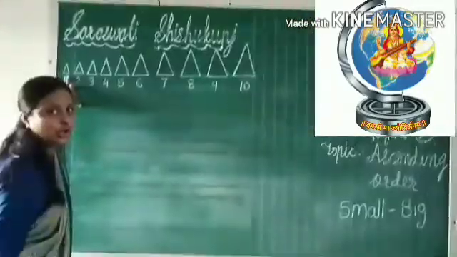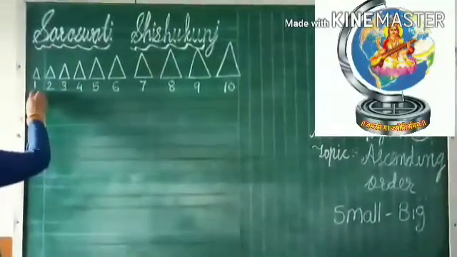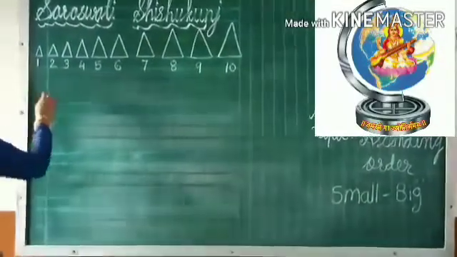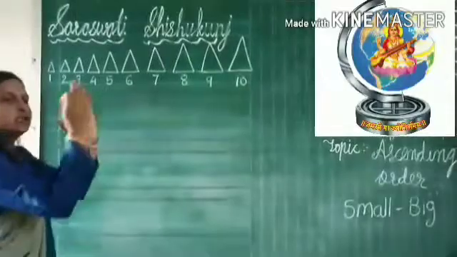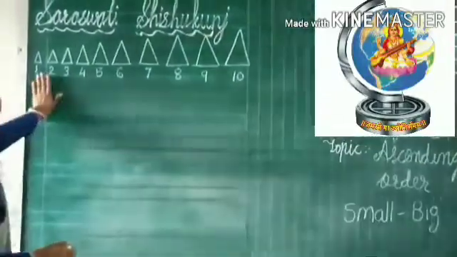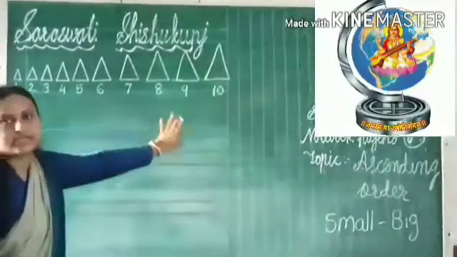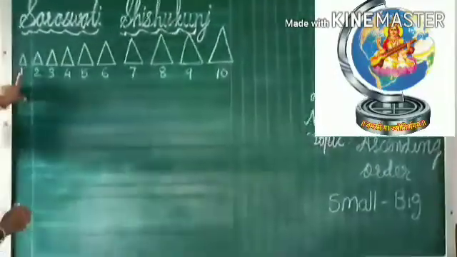Look here. Do you know? Yes, triangle. Look here. This is number 1. So ascending order means small to big, right? Small to big. I drew some triangles in different sizes. Okay? Look here, number 1.